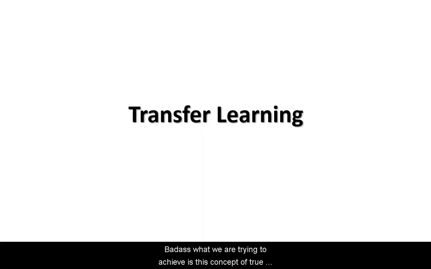Whereas what we are trying to achieve is this concept of true AI, or what we call artificial general intelligence, which is able to solve any problem given to it. And it is believed by the research community that this idea of transfer learning is one step towards artificial general intelligence, or what we call true AI.